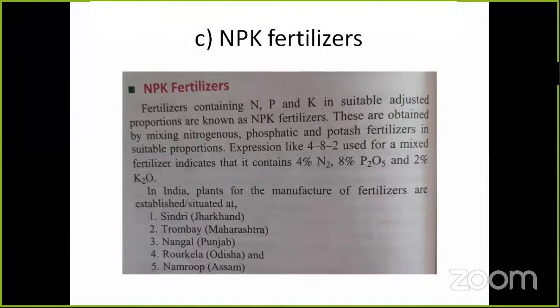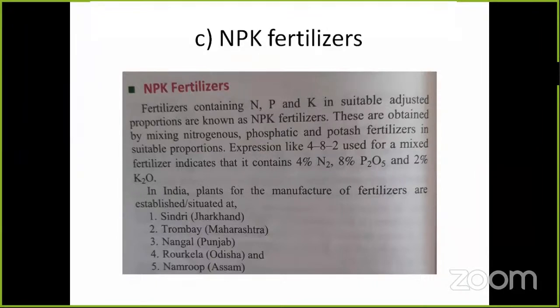And now come to mixed fertilizers, NPK. Nitrogen, phosphorus, potash fertilizers. The fertilizers containing N, P and K in suitably adjusted proportions are known as NPK fertilizers. These are obtained by mixing nitrogenous, phosphatic and potash fertilizers in suitable proportions. An expression like 4-8-2 used for a mixed fertilizer indicates that it contains 4% of nitrogen, 8% of phosphorus pentoxide and 2% of potassium oxide, K2O.